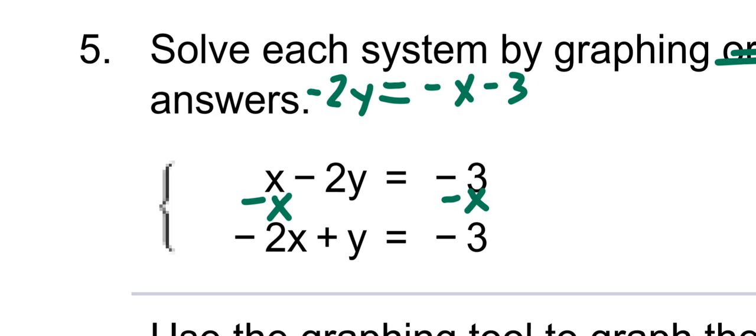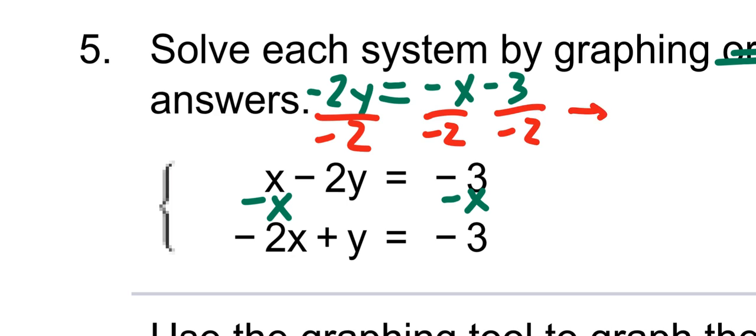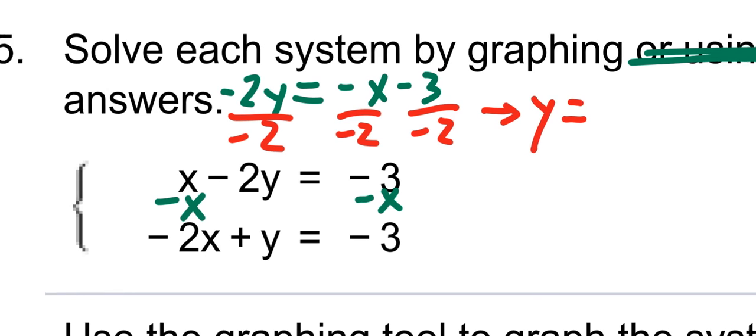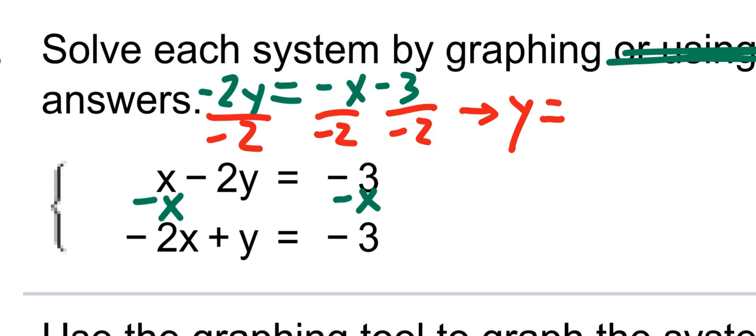Okay, so here's what we did. We subtracted the x, and that gave us the negative 2y equals negative x minus 3, and then we're dividing everything by negative 2. Okay, now, that right there should give me y equals, now here's the part I think is confusing to a lot of you. Well, first of all, this is the part that I circled right there.